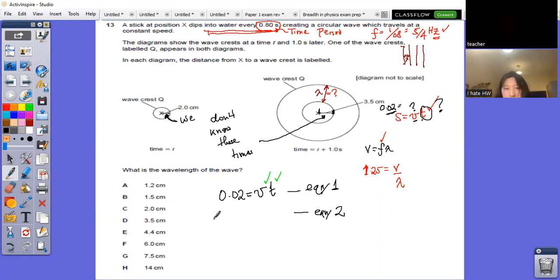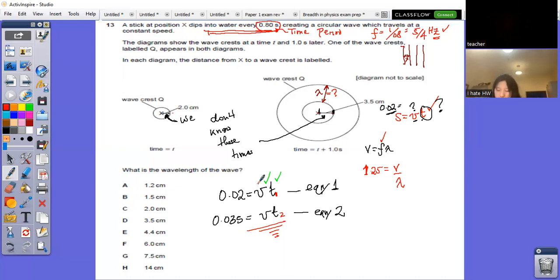So let's just think about that. If I write 0.035 equals VT, what's the problem with this equation? We have two unknowns. Not quite. To go from here to travel 2 centimeters took some time. We don't know it. We're just going to call it T1. To travel from here to there for 3.5 would not have taken the same time. So these 2 times are different. So now we've got a problem. We've got 1, 2, 3 unknowns and only 2 equations.